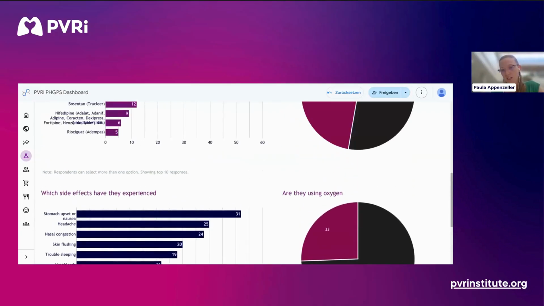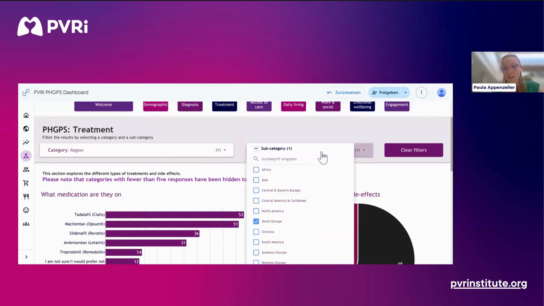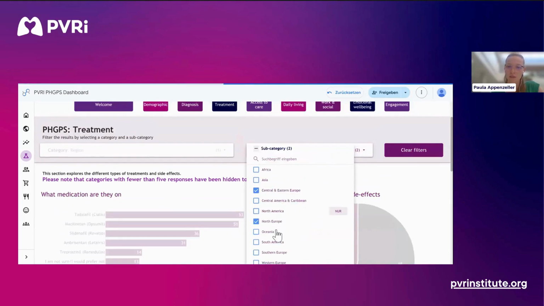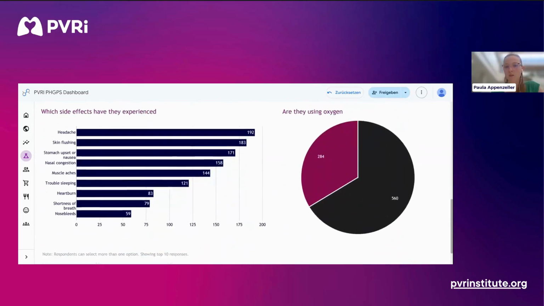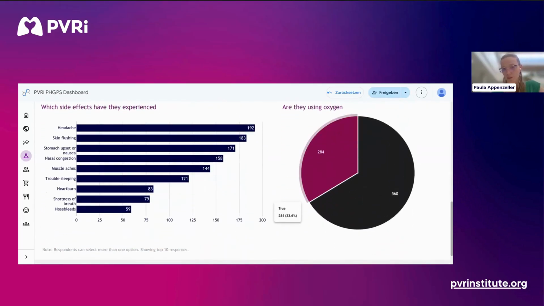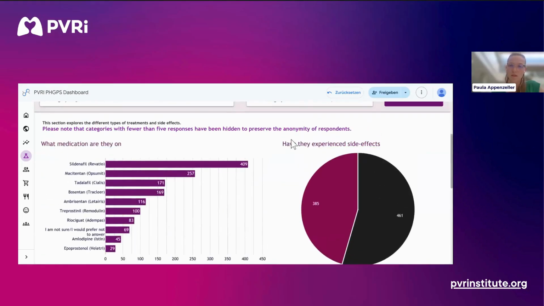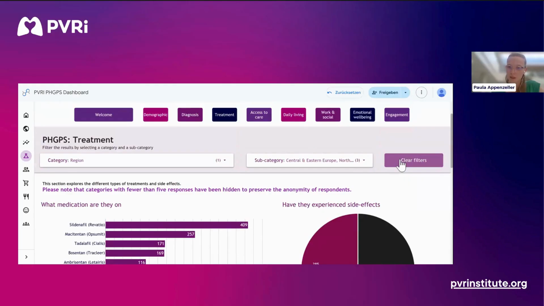And this number, interestingly, doesn't change much if we add other parts of Europe. We can add on to North Europe, we can add Central Europe, Southern Europe and Western Europe. And we can see that the number is still only 34% using oxygen. Again, after we finish, we clear the filters. The filters won't transfer between the different tabs, so you'd have to start again in every single tab, but it's also good to clear the filters to not get confused.